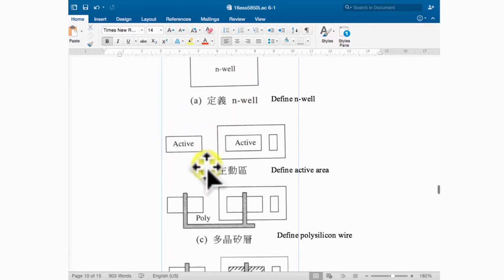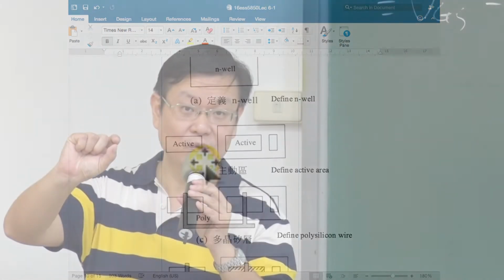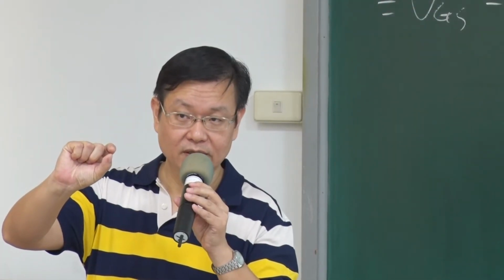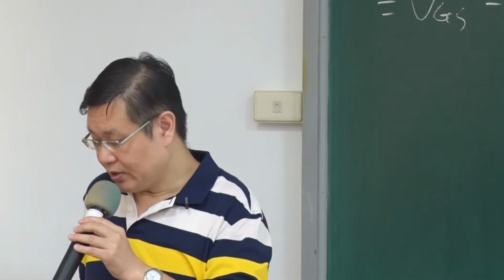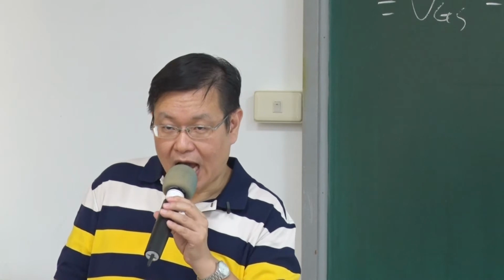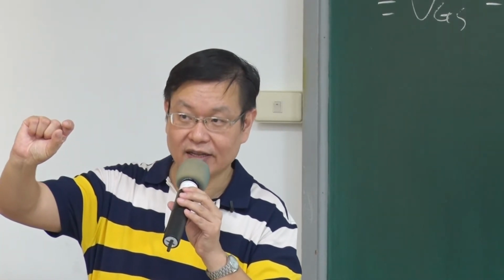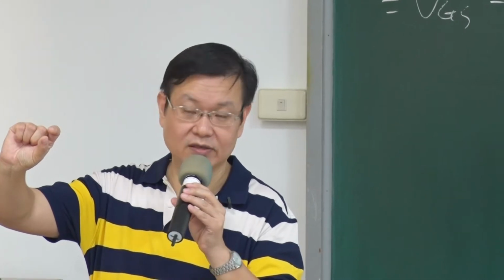The second step, we define the active region. The active region means later on, we will build the device inside the active region. Outside the active region, a thick field oxide will grow. Remember, only inside the active region can you see the silicon substrate. Outside this region, you see a very thick silicon dioxide layer grown from the substrate.